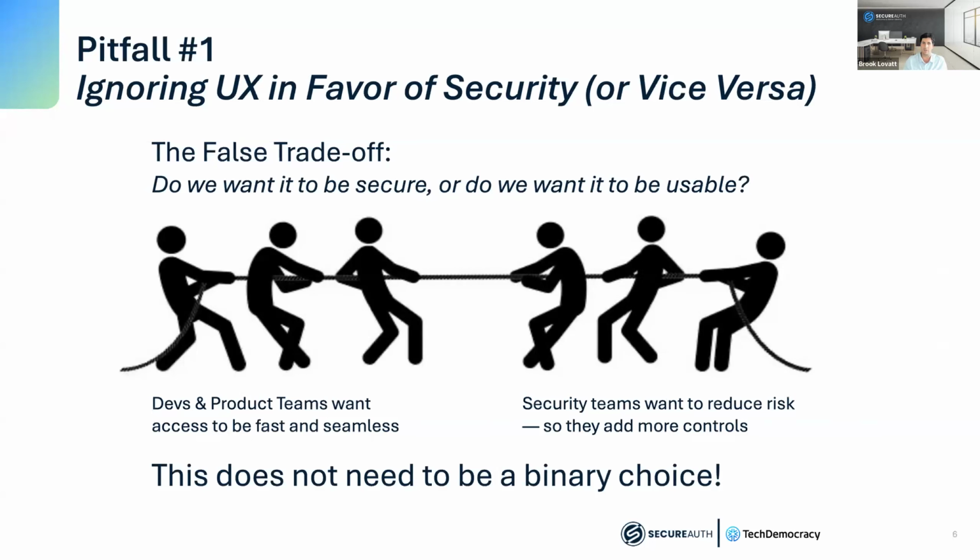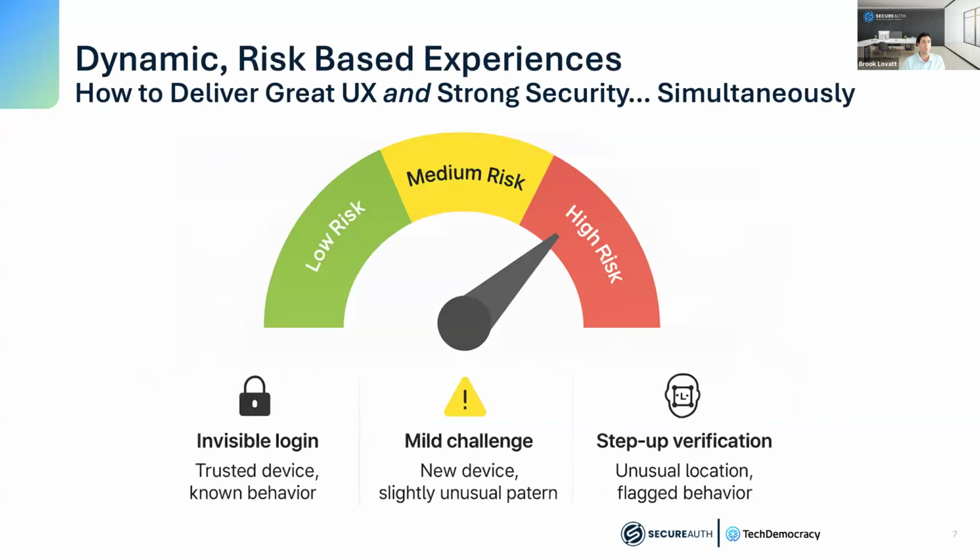We want this to be kind of a slider or a dial, right? So when we think of this in terms of risk, we can say, okay, as the risk becomes higher, we want the friction to become more. And if we can dynamically assess risk, then we can simultaneously deliver a great UX and strong security. So you can see here on the graphic, we have an invisible login, or very smooth, zero-friction login, in a situation where you have trusted behavior or known behavior.